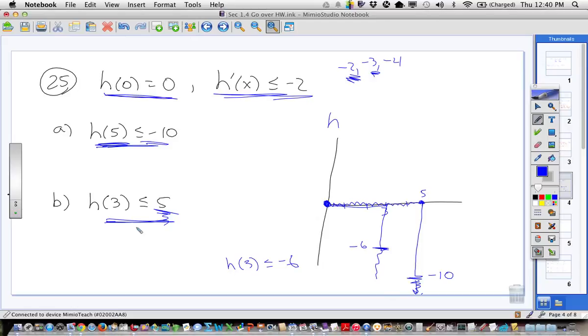So h of 5 then would be what? Well, forget that. h of 5 would just reference what? At 5 hours, how many miles, right? h prime is miles per hour, h is miles. So at 5 hours, how many miles? Where am I at? What's my position in miles? Less than or equal to -10.